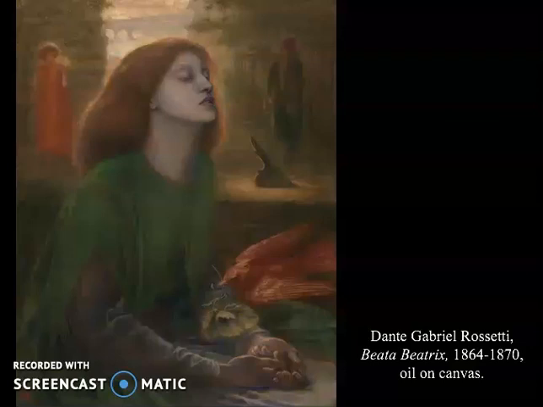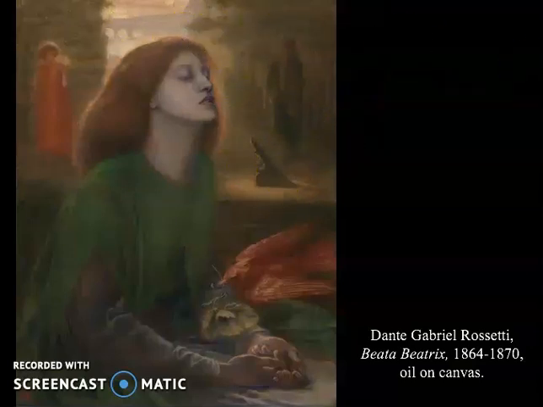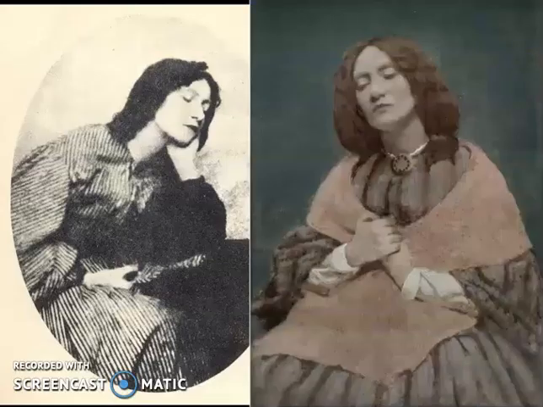So it's a spiritual transfiguration, not in the moment of her death, but in this sadness of sorrow and love and death. So you have these figures in the back, this being Dante, and he's looking across to love. Oh, here's Elizabeth Siddell posing for this painting.